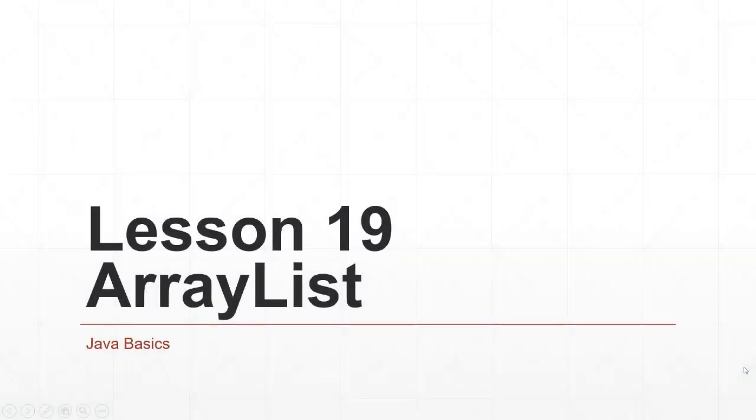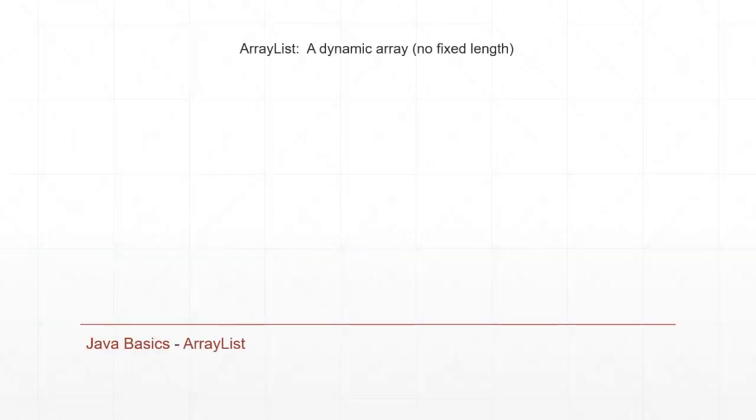So an ArrayList in Java is actually a dynamic array. It's no fixed length. Let's take a look at some of the similarities and differences between an array and an ArrayList. With an array, when you want to declare it, here's how you do it. int, open close bracket, and then you have your variable name. This says that numbers is going to be an array of integers.